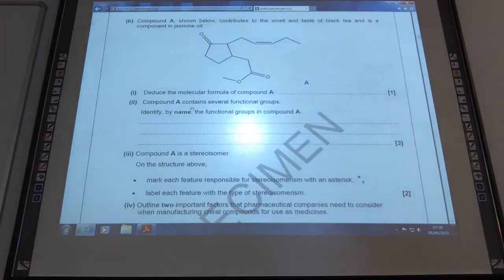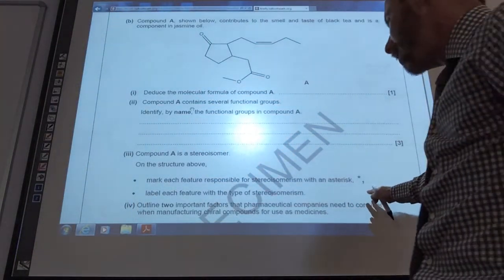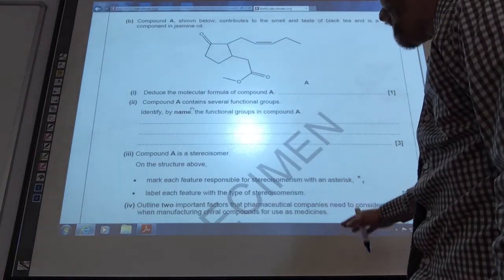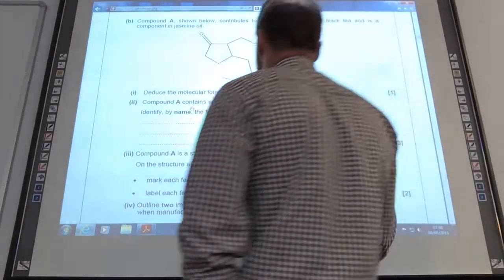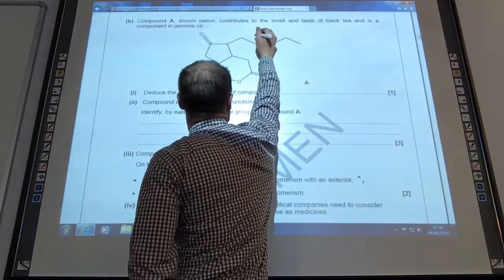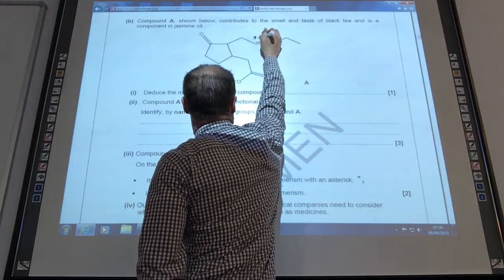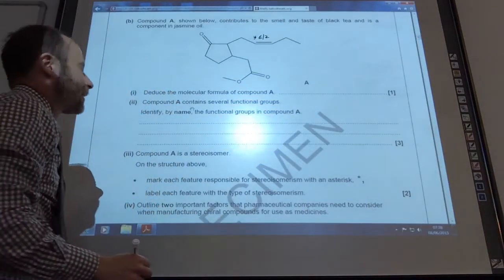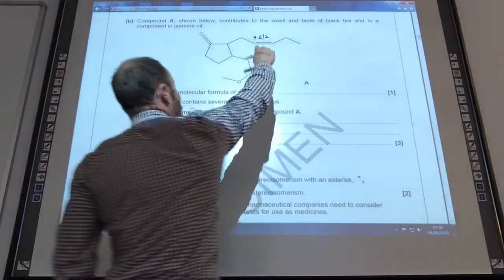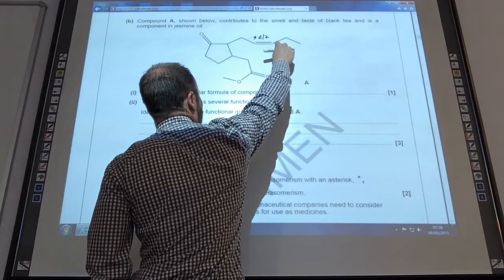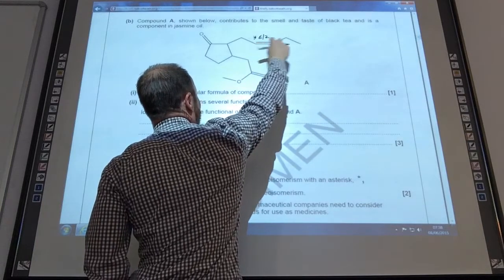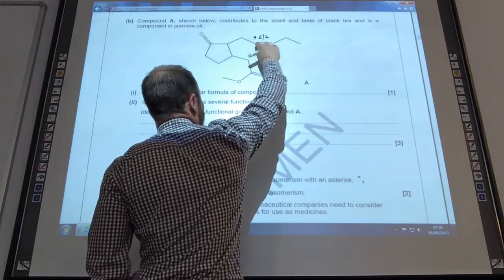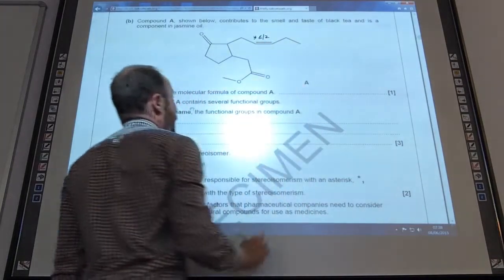And then the next question. On the structure above, mark each feature responsible for the stereoisomerism with an asterisk and identify them. So the first obvious one is this one here. This is, of course, E/Z isomerism, or old-fashioned cis-trans isomerism, because you've got a carbon-carbon double bond. If you think about it, you've got an H there and an H there, so they could be on the same side, cis, or they could be trans to each other.